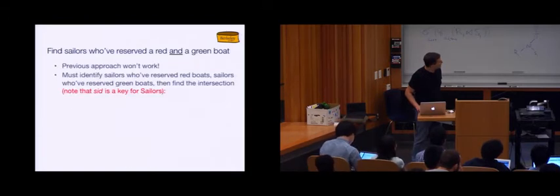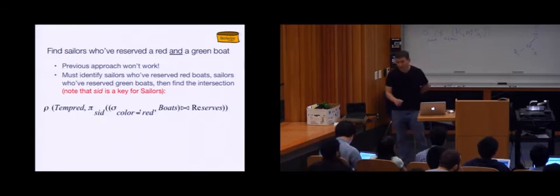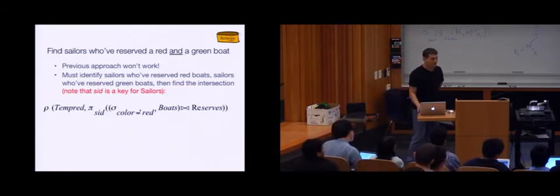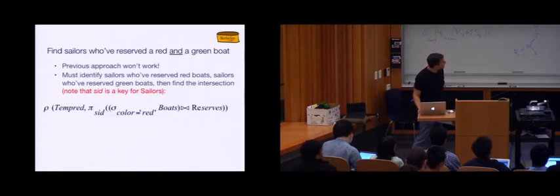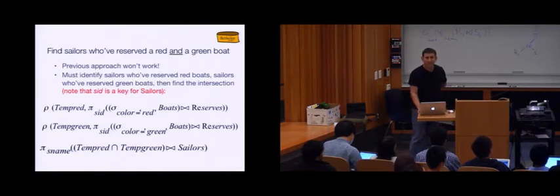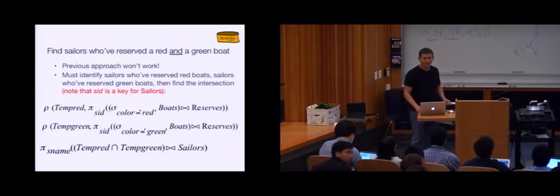So we're going to identify sailors who reserve red boats, sailors who reserve green boats, and find the intersection. Now, happily, SID is a key for sailors. There's only one row in sailors for each SID. So we can find SIDs from both of those two things and just intersect the SIDs. There's the red boats, temp red. There's the green boats, temp green. You take these two views and form their intersection and join it with sailors. And then you can project down to S name. Right? And in both cases, the only column we needed was SID from those two things, right? Cool.